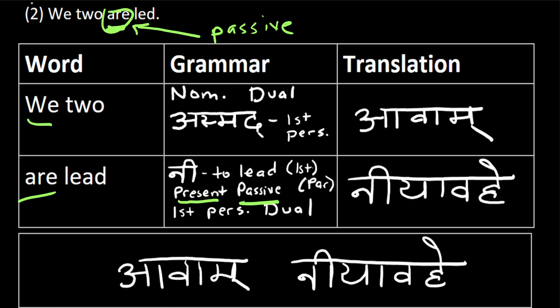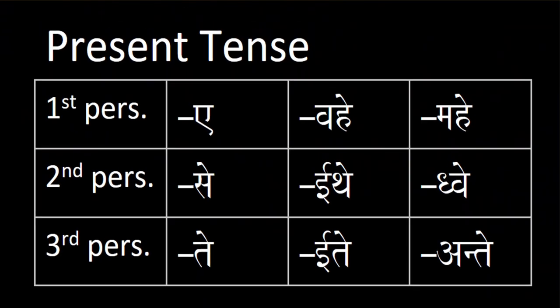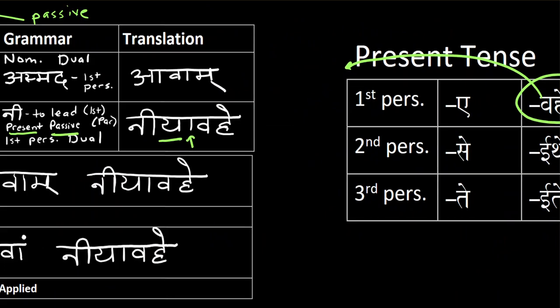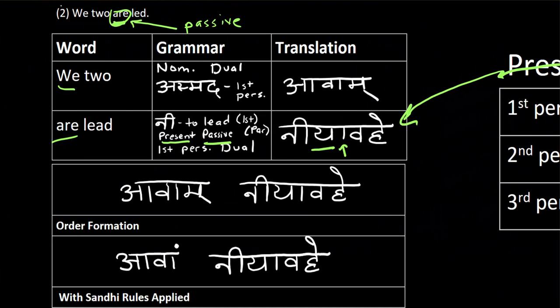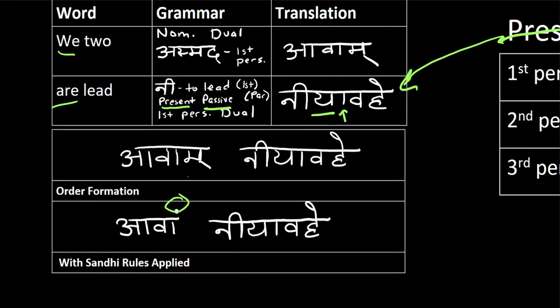So since this is a first conjugation, and this is the passive we're working with, we're going to leave ni, the verbal root, just like it is. You're going to add ya, and then when you're working with termination endings that begin with ma or va, you have to remember to add your long a. The termination ending for middle voice for first person dual is vahe. That's why it is being used as a termination ending in this sentence. So you end up with avam niyavahe. And then again, the same sandhi rule applies with the anuswar.